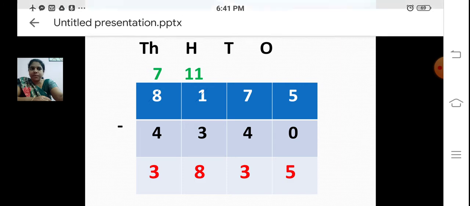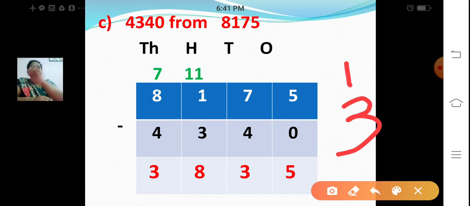Can you subtract 1 minus 3? Is this possible? No. So I'm going to borrow from the thousands place now. So my thousands place will become 7 now. If I'm giving 1, that means 1000. What is the meaning? 1000 plus 100, 1100. So I'm giving 1. My hundreds place will become 11. 11 minus 3. Start from number 3. Count forward till you reach 11. After 3, 4, 5, 6, 7, 8, 9, 10, 11. 8.